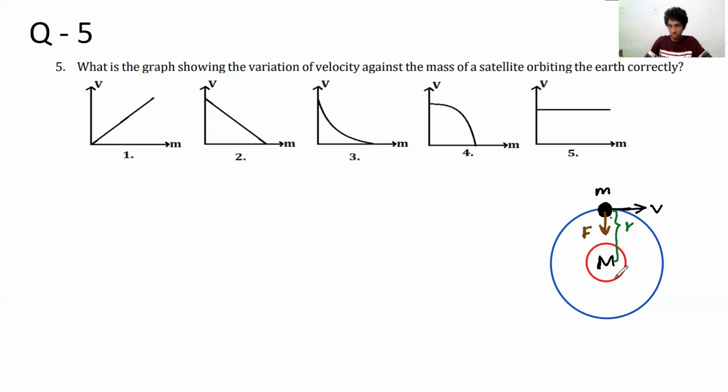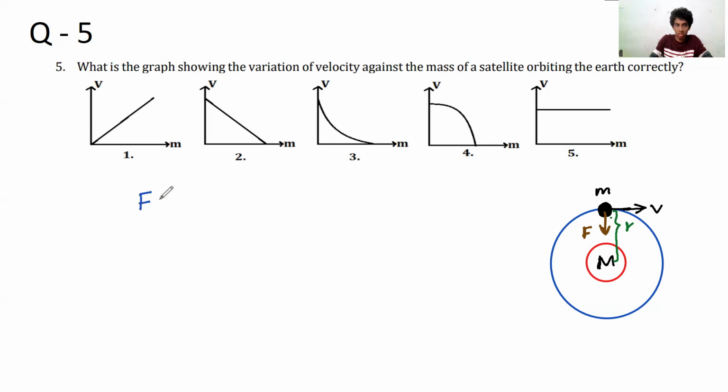So, this is the Earth and its mass is capital M, and this is the satellite orbiting the Earth. Its mass is small m, and this is the velocity v of the satellite, and the distance between the satellite and the center of the Earth is small r, and F is the centripetal force acting on the satellite. So now let's try to derive an expression for the velocity v of the satellite.